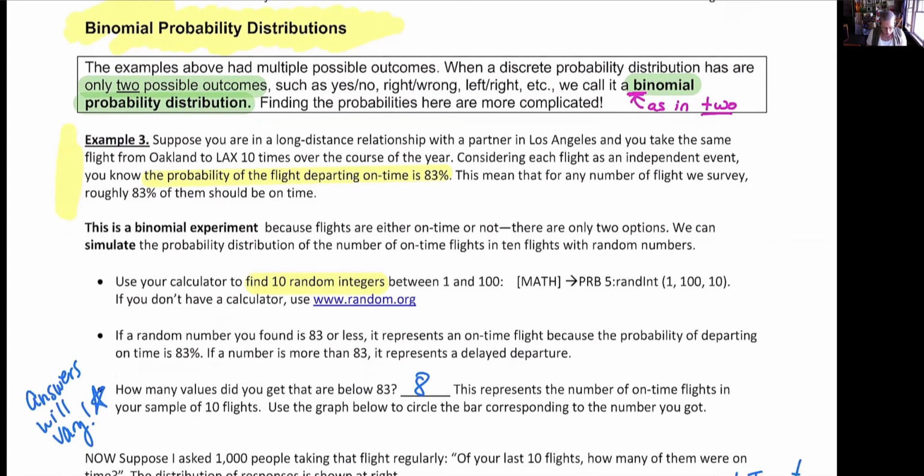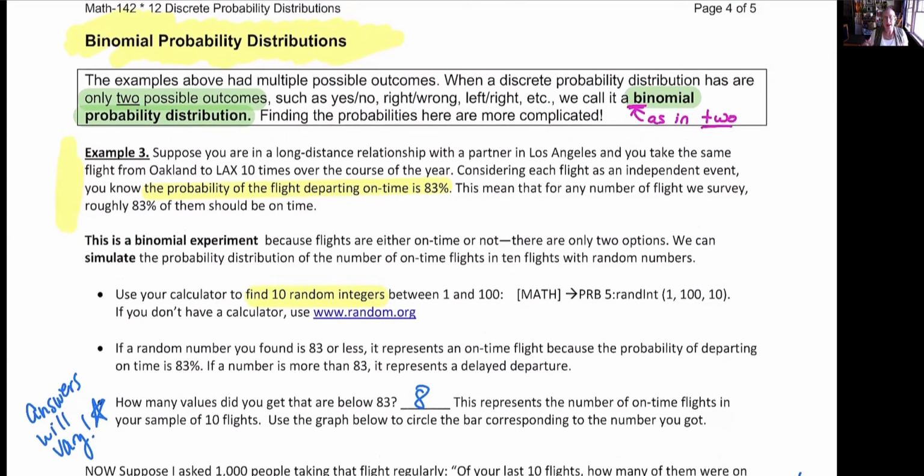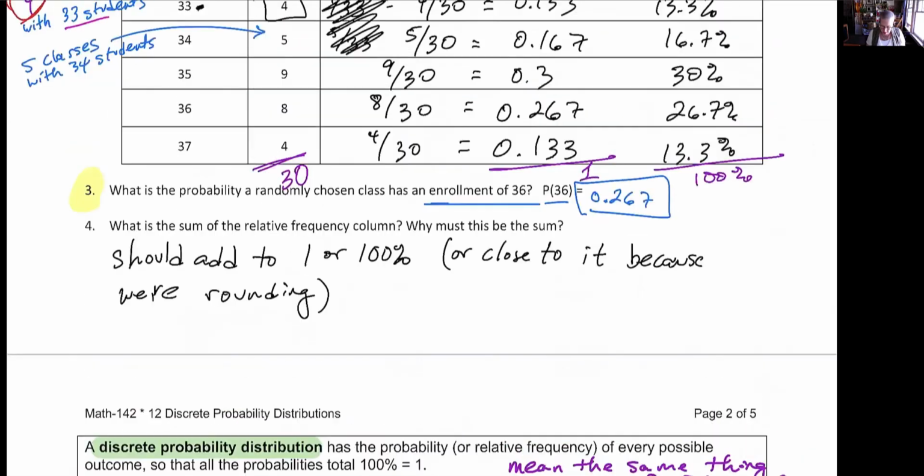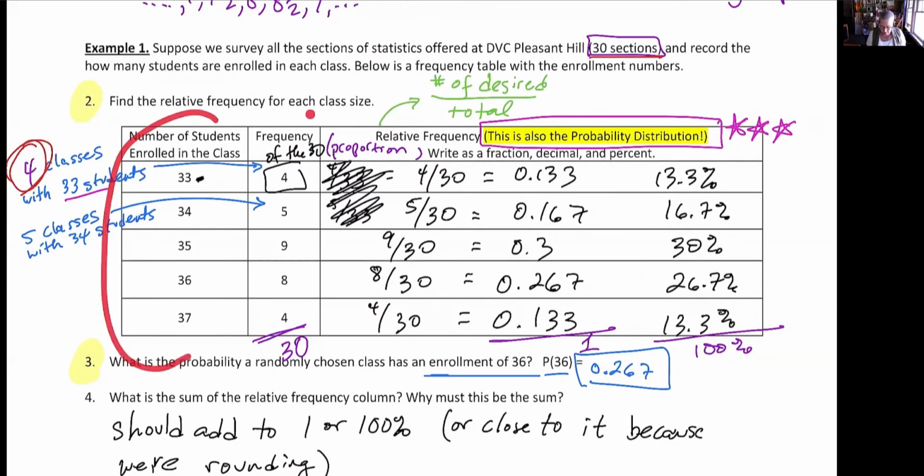In these binomial probability distributions, the probability is also the distribution, but here's the difference. In the example we did just above, we had this table. We had all these different classes. We had a frequency. We could figure out the probability. The difference is we don't want to have to go through all this just to find the probability that a class has 35 students. We don't want to have to do this every single time.